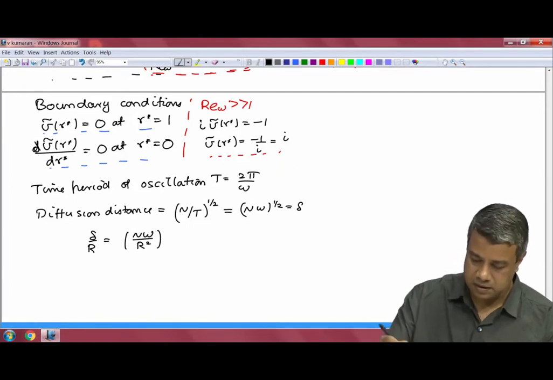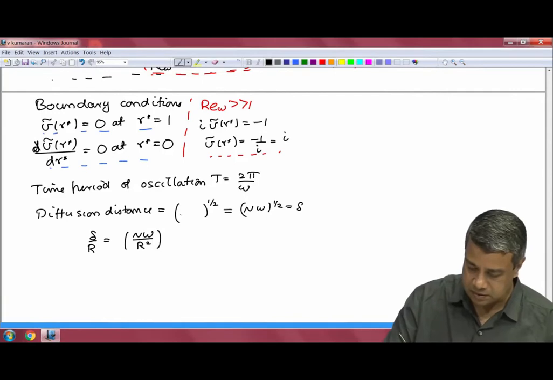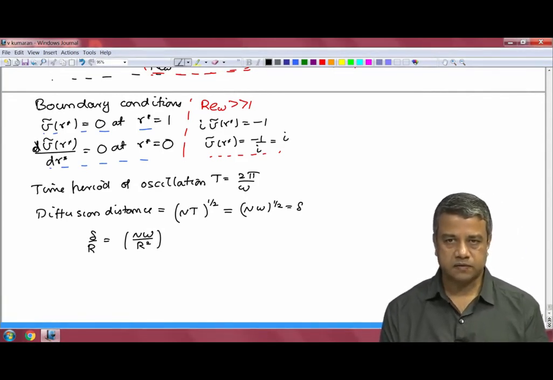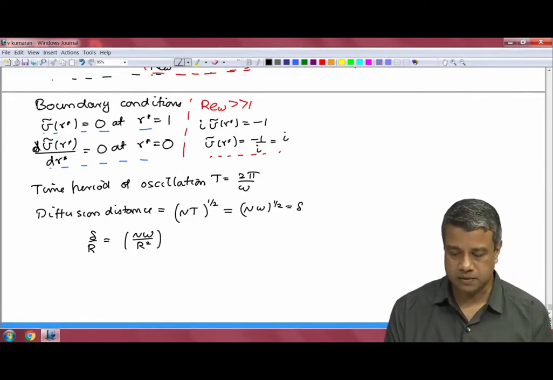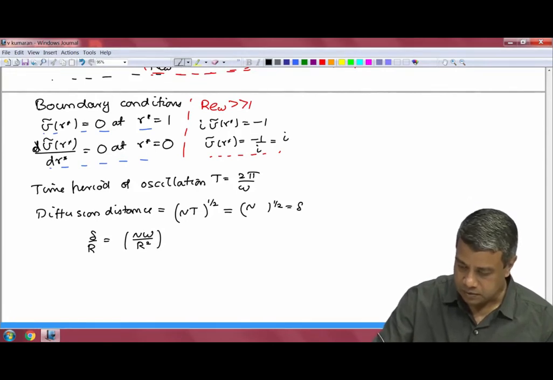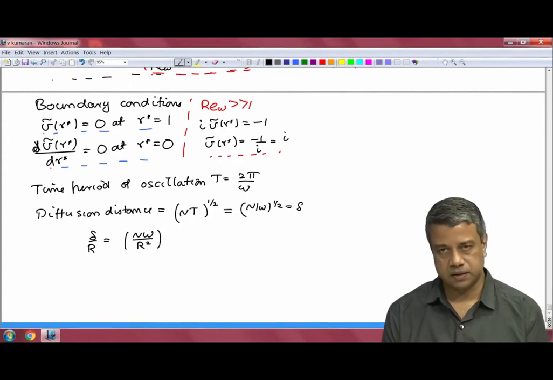I am sorry, I made a mistake here. This should be nu times t. Kinematic viscosity has dimensions of length square per time. Kinematic viscosity times time has dimensions of length square. So, that is the distance. So, this is equivalent to nu by omega to the half to within a factor of 2 pi.